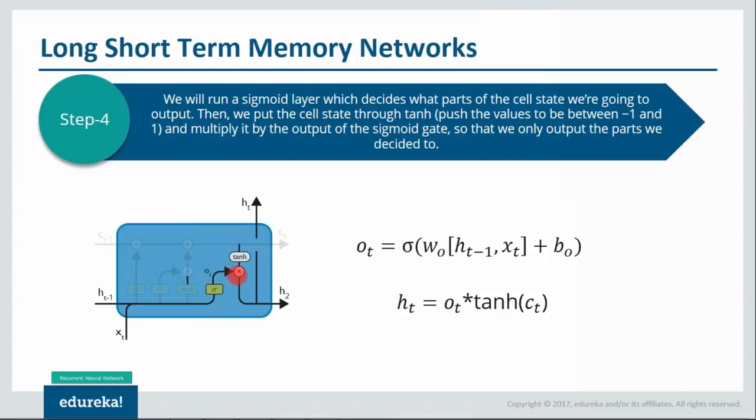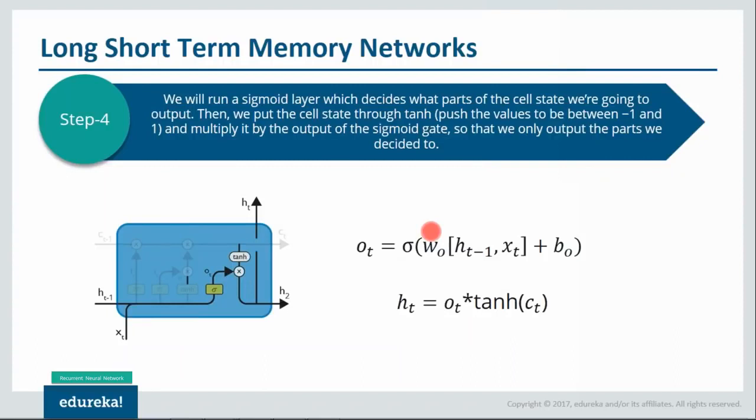Alright, and this OT will in turn be multiplied by the cell state after passing it through a tanh squashing function, or an activation function. And why do we do that? Just to push the values between -1 and 1. So after multiplying OT, that is this value, and tanh CT, we'll get the output HT, which will be our new output, and that will only output the part that we decided to. Whatever we have decided in the previous steps, it will only output that value.